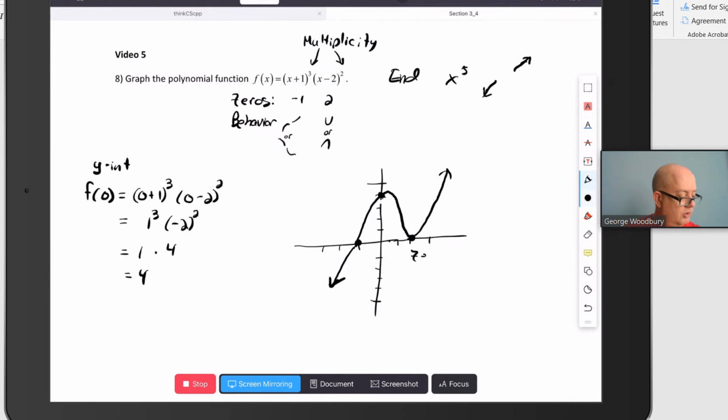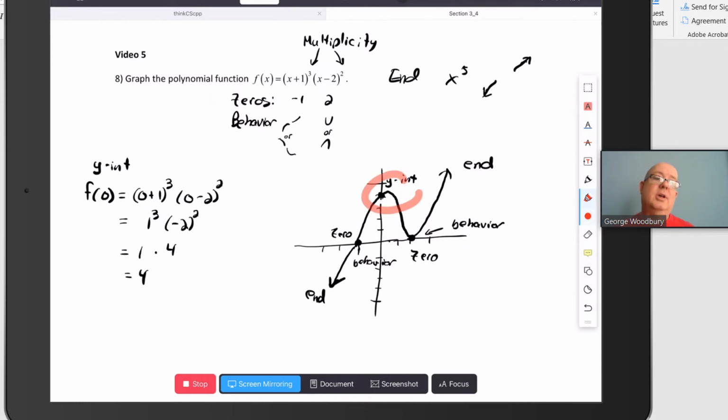I put in the two zeros. I put on the y-intercept. I talked about the end behavior on both ends, and then I talked about the behavior near the zeros. And so those are the things that will give you a quick sketch. The one thing that we're not accurate enough with yet is what's happening up here. Where does that exactly turn around? And we'll actually learn to do that when we get to calculus.